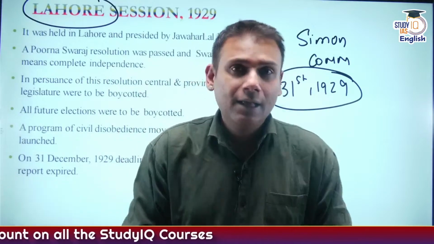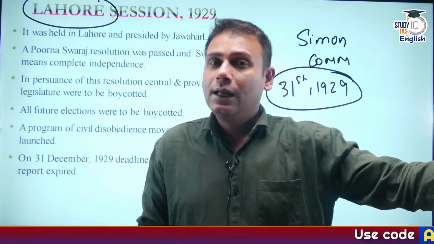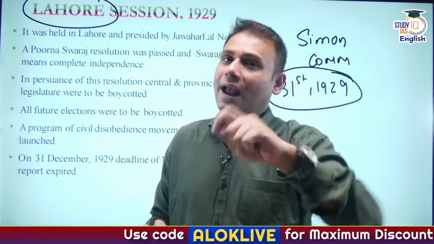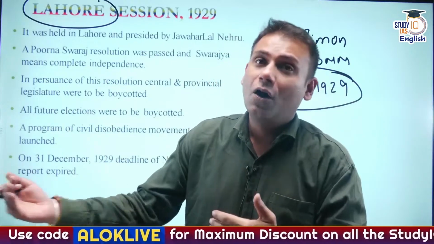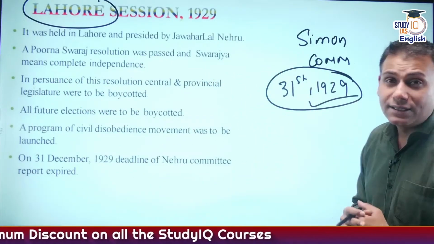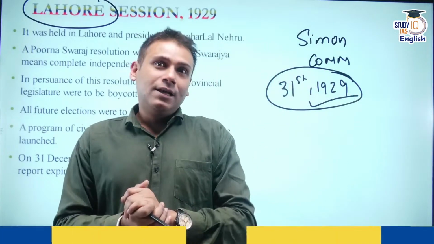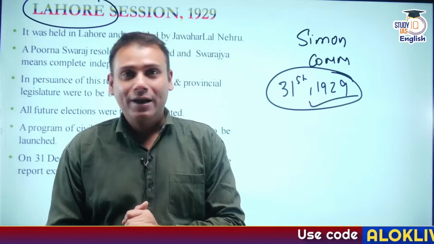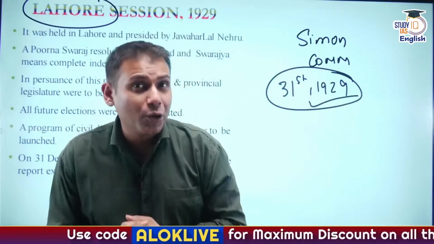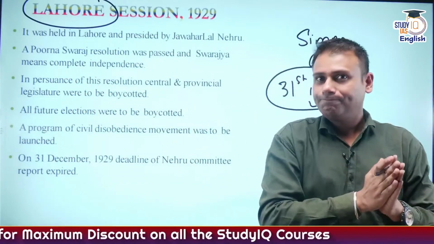And he said that if these 14 points are not accepted by the Indian National Congress, you cannot expect that you will garner the support of the Muslim League in the further coming movements of the Indian National Congress. Finally, the deadline of 31st December 1929 got over. Now comes the Lahore session of 1929. Hope I have connected the dots so that the aspirants who are new to the platform can easily understand the further coming events.